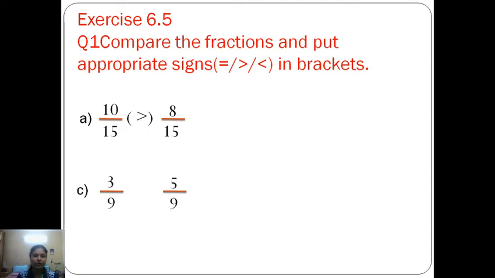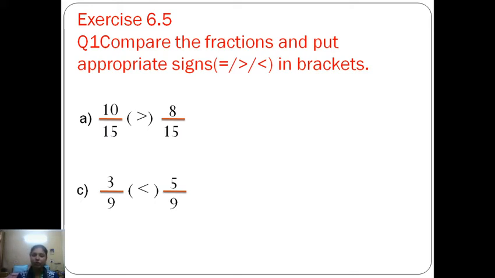Now let's pick up one more example. C part 3 by 9 and 5 by 9. Again they are like fractions having same denominator. So we just need to compare their numerator. So obviously 3 by 9 is smaller than 5 by 9. I hope now you can compare the like fractions and put the sign accordingly. With this you can complete question number 1, all parts. Question number 2 and question number 3, 4 we are not doing, that is not in our syllabus.